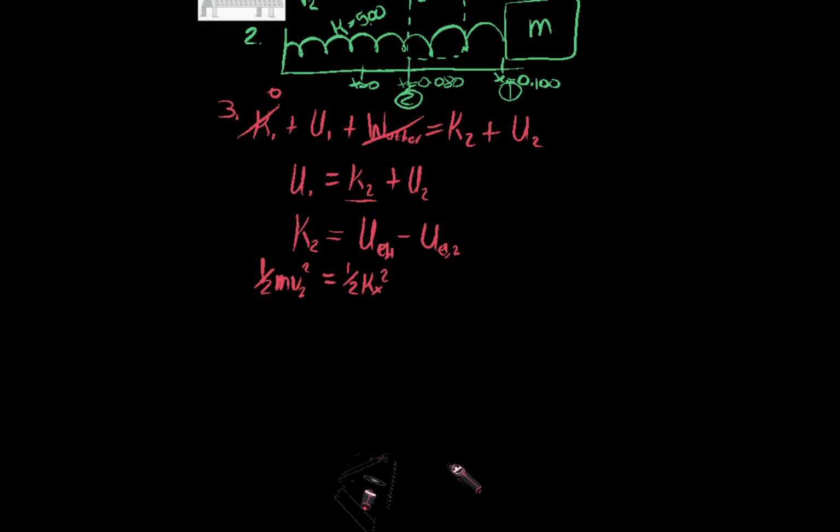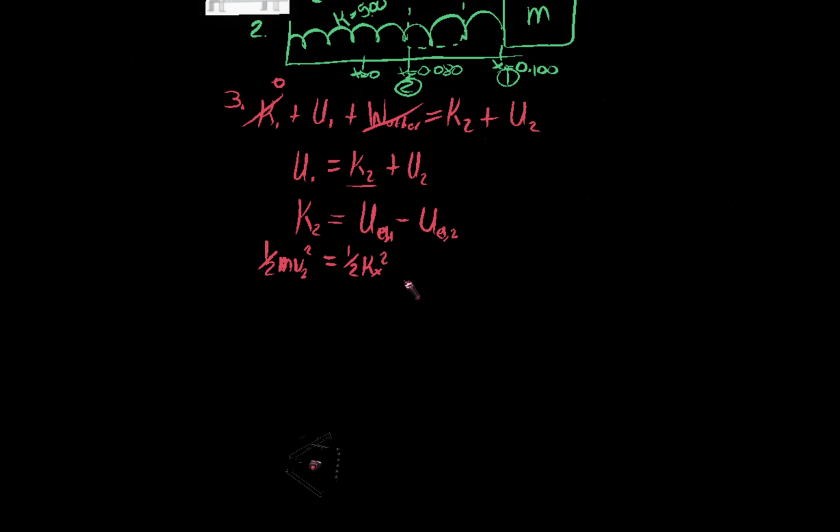Maybe it's smart to write that out just to remind yourself, because there's multiple types of potential energy. Minus 1/2 kx1 squared, 1/2 kx2 squared. All right, and we're solving for V2.